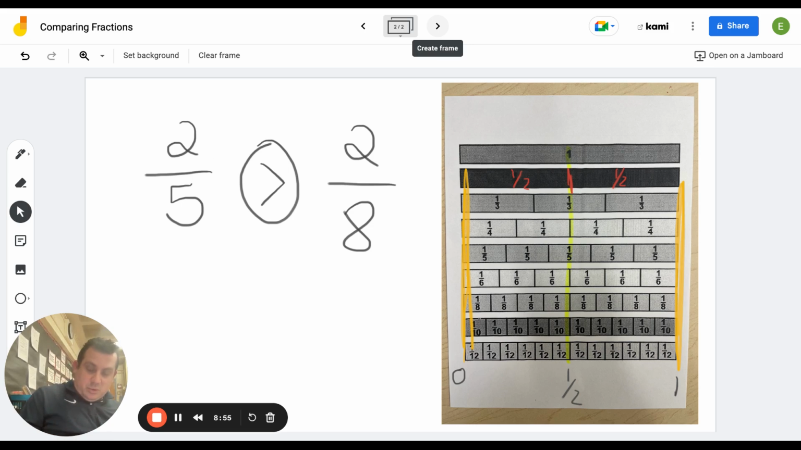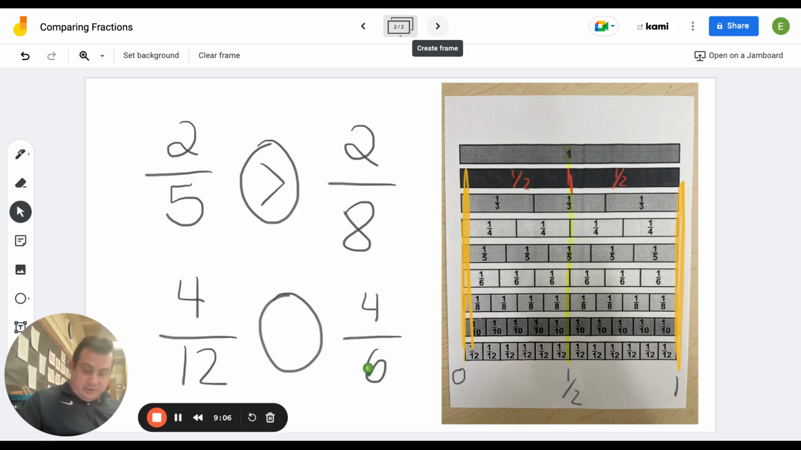All right? And if we did one more, let's do 4/12 and 4/6. Well, both of us have 4 pieces. Our numerators are the same. So what do we have to look at? The denominator. Well, person A over here has 4 pieces, but the pie was shared with 12 people. Over here, he has 4 pieces shared with 6 people. So who's going to get the bigger pieces? The person that's only sharing it with 6 people, because the slices are going to be bigger.